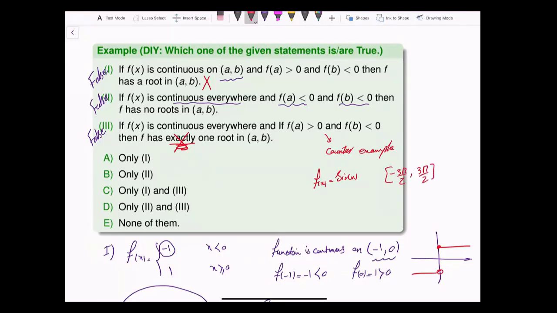This is positive on one end and negative on the other end, but how many roots does it have? You see, I can sketch the graph of this. It goes like that, and then goes up like that. It has one root, two roots, and three roots on that interval from negative 3 pi over 2 to 3 pi over 2. So this is a counterexample for that one. IVT doesn't say it has exactly one root. It says at least one root. And that's why this is wrong.